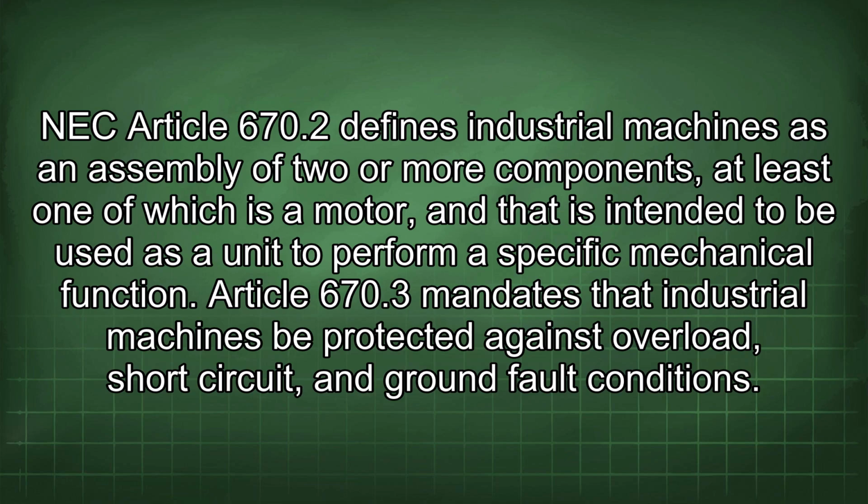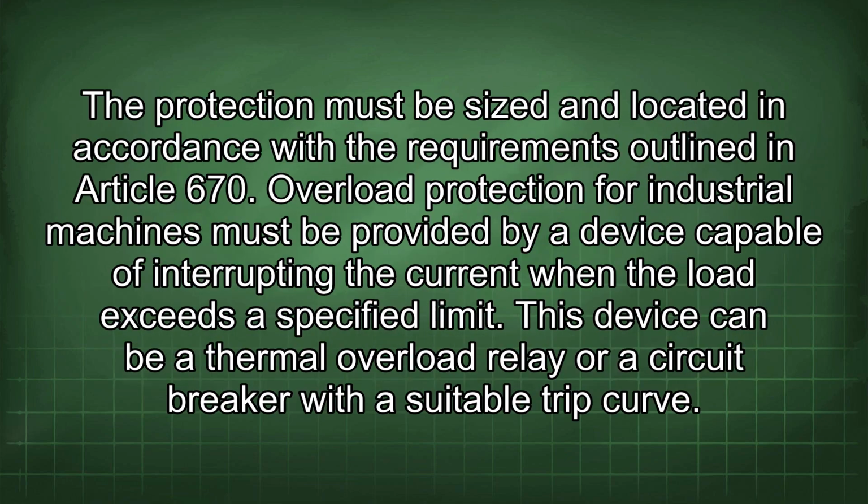Article 670.3 mandates that industrial machines be protected against overload, short circuit, and ground fault conditions. The protection must be sized and located in accordance with the requirements outlined in Article 670. Overload protection for industrial machines must be provided by a device capable of interrupting the current when the load exceeds a specified limit. This device can be a thermal overload relay or a circuit breaker with a suitable trip curve.